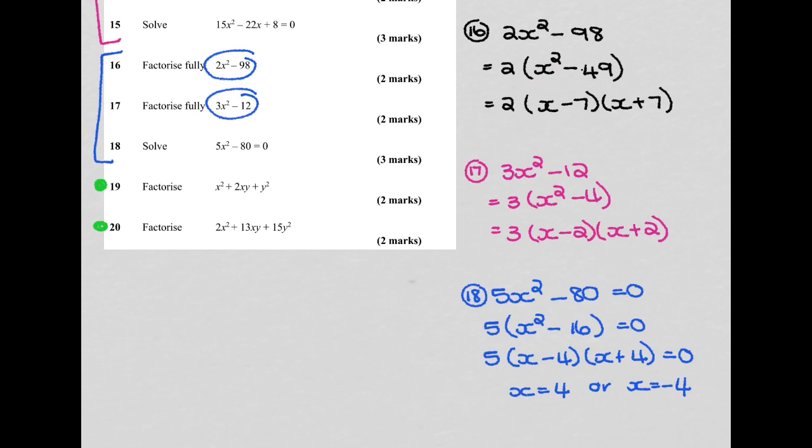The square root of x squared is x, the square root of 49 is 7. The square root of x squared is x, the square root of 4 is 2. The square root of x squared is x, the square root of 16 is 4.